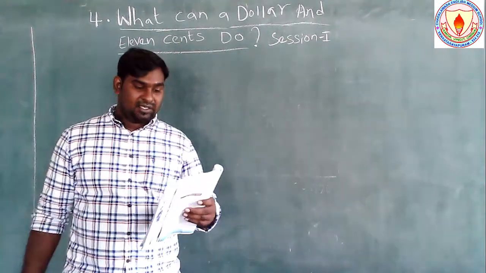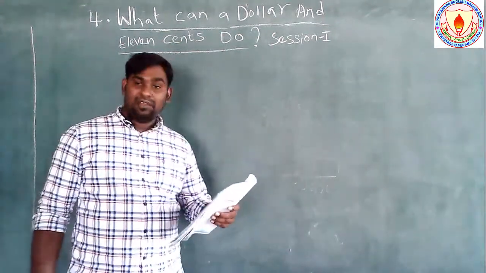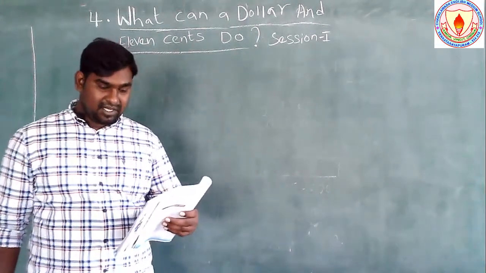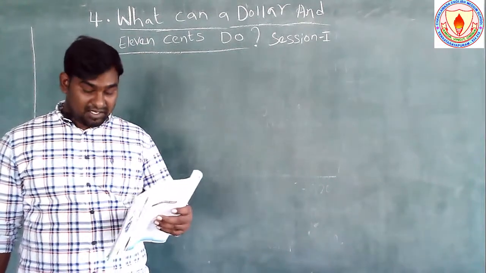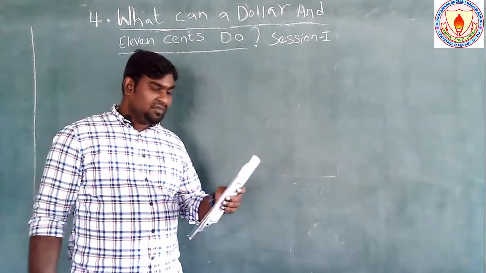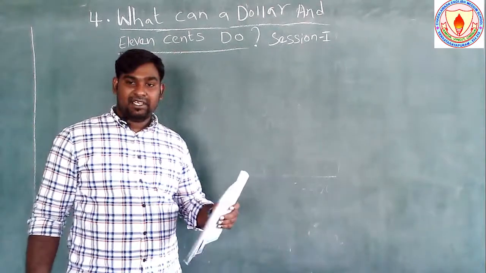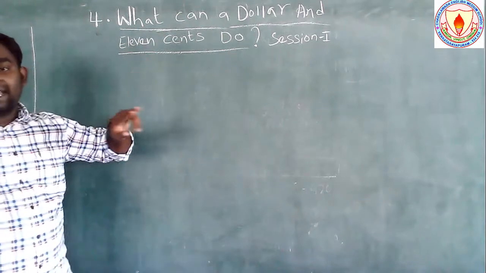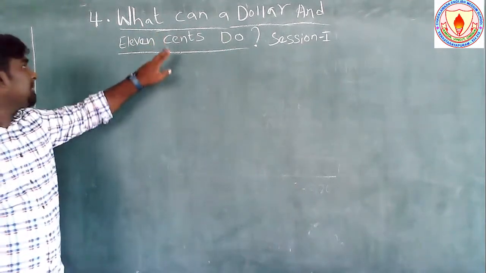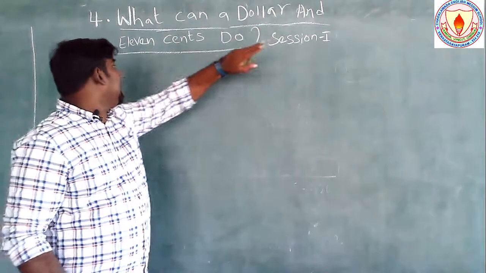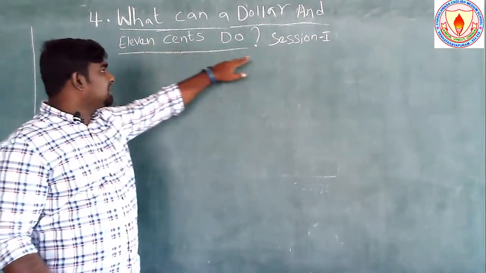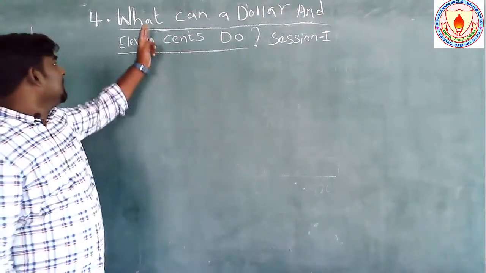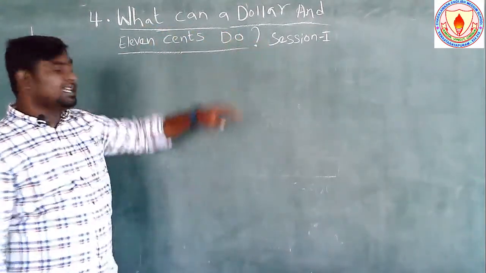Today we're going to look at page number 53. All the 6th class students, look into page number 53. We're going to start a new unit, unit number 4, and the title of our lesson is What Can a Dollar and 11 Cents Do? This is session 1.